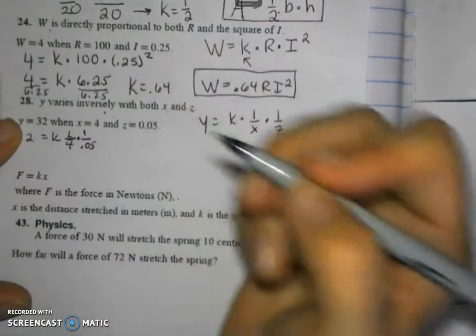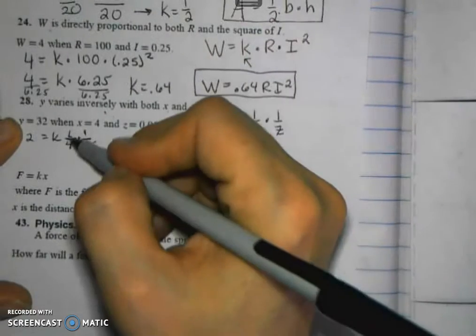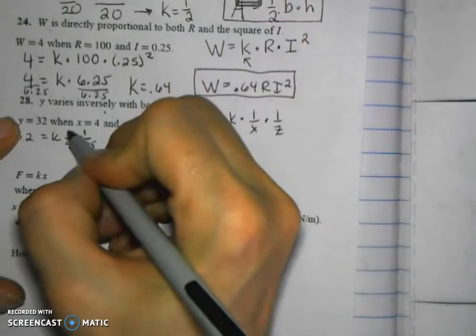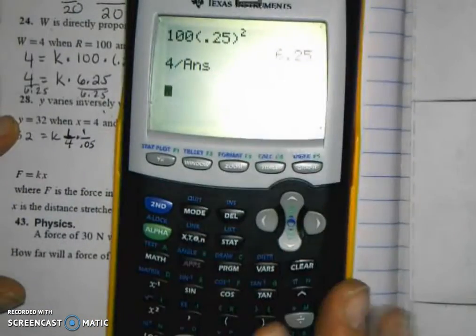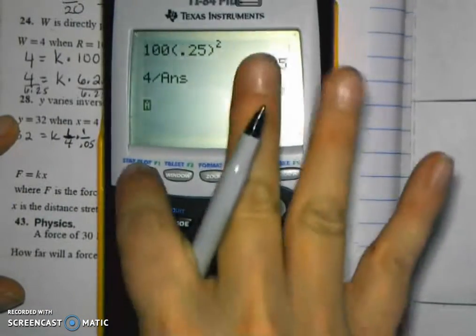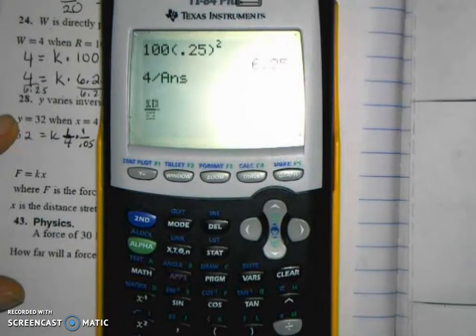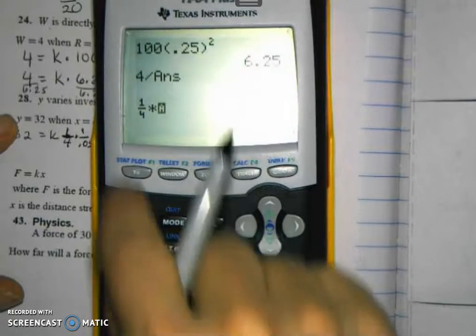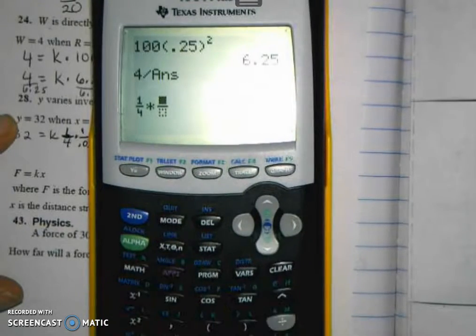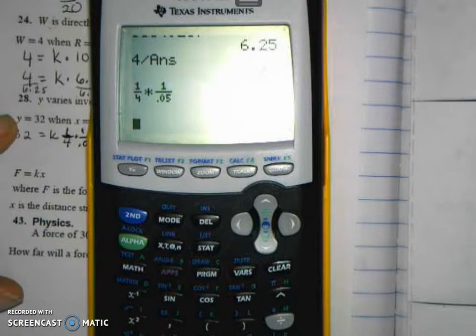And this is why it's good to have a calculator. Sorry, that looks like an L. It should just be a 1/4. So 1/4 times 1/0.05. Oh, wow, 5.